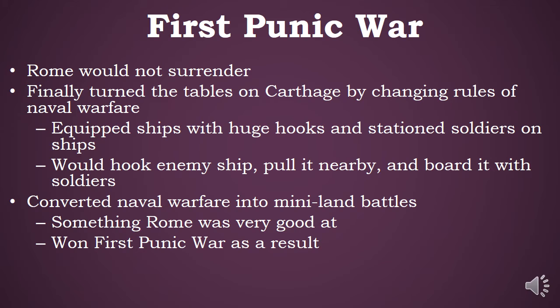So they changed the rules of warfare by literally turning a naval battle into a land battle. And they do this by putting on the front of their ships what is going to be called a corvus. That is C-O-R-V-U-S. And a corvus is basically a platform with a large hook on the end of it. So at the end of their ships, they would put this platform or bridge, if you will. They'll put a hook on it.